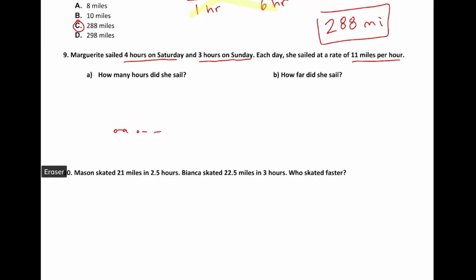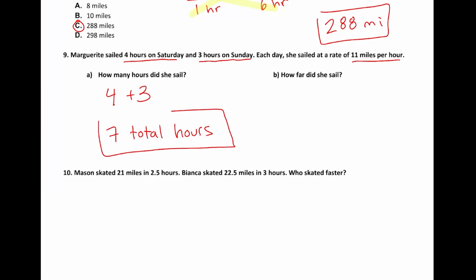Let me just rewrite this. So to get the total number of hours she sailed, we're just going to do 4 plus 3. Okay, so 7 total hours. And then now, this is the question I thought we were going to answer. Part B says, how far did she go? So if she went 11 miles per 1 hour, but actually traveled 7 hours, we want to know how many miles is that?